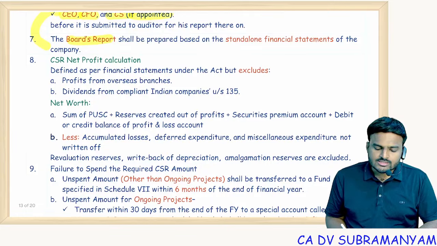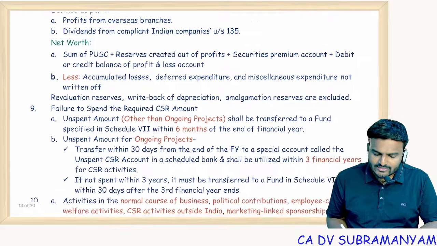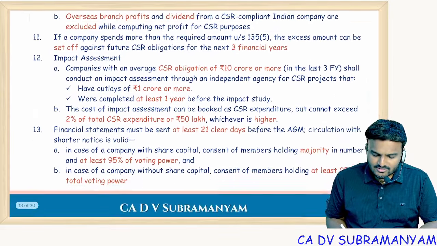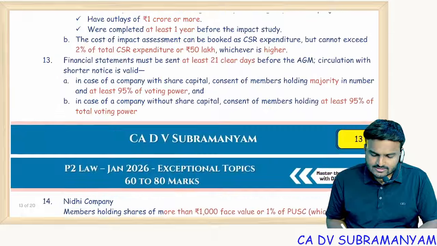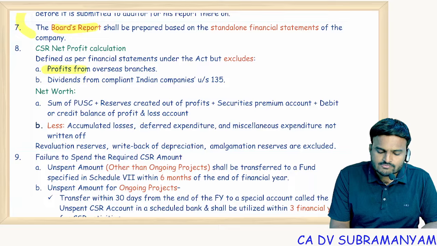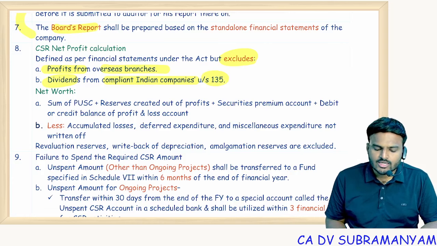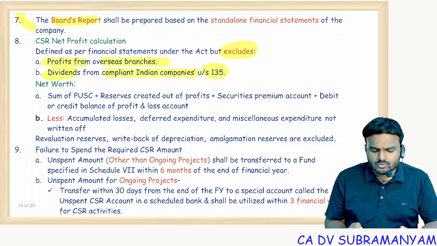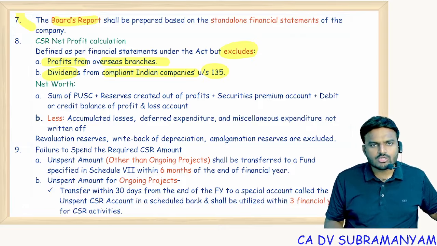Next one, CSR net profit calculation. I repeated this CSR point twice, I think. While calculating CSR profits, profits from overseas branches are excluded, and dividends from compliant Indian companies are also excluded. And how to determine net worth? I told you: net worth 500 crores or more, turnover 1000 crores or more, net profit 5 crores or more. If any one condition is satisfied, CSR is applicable.